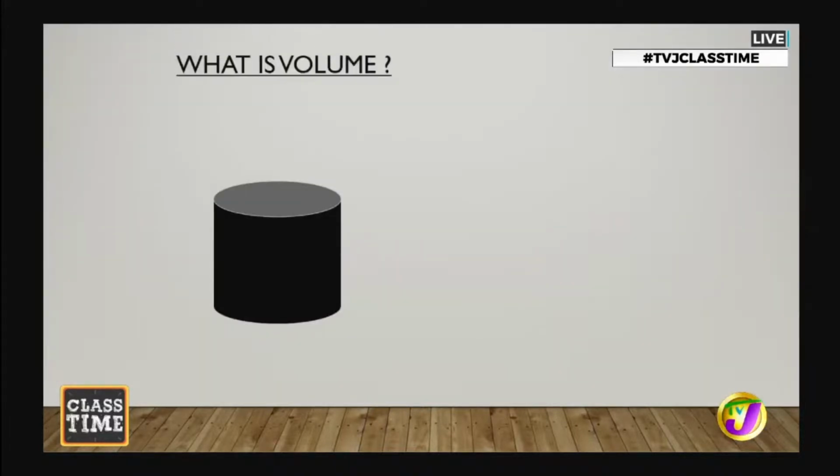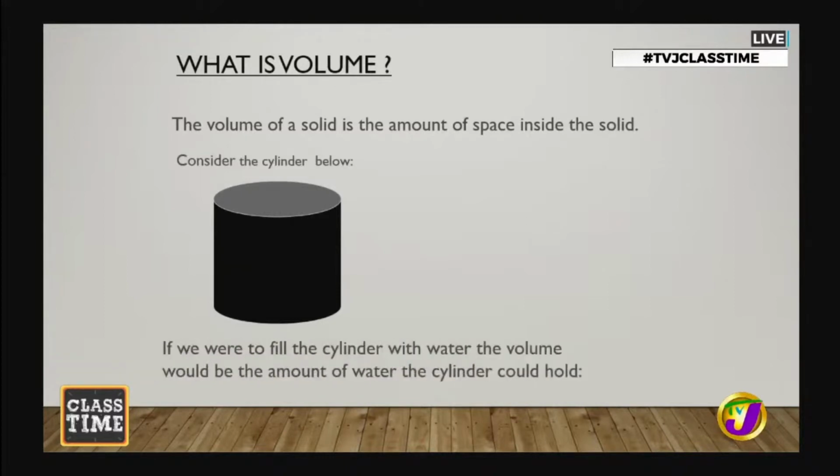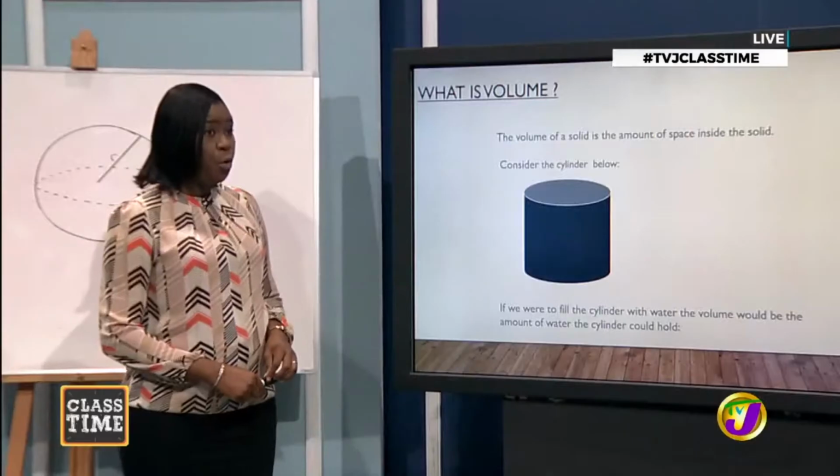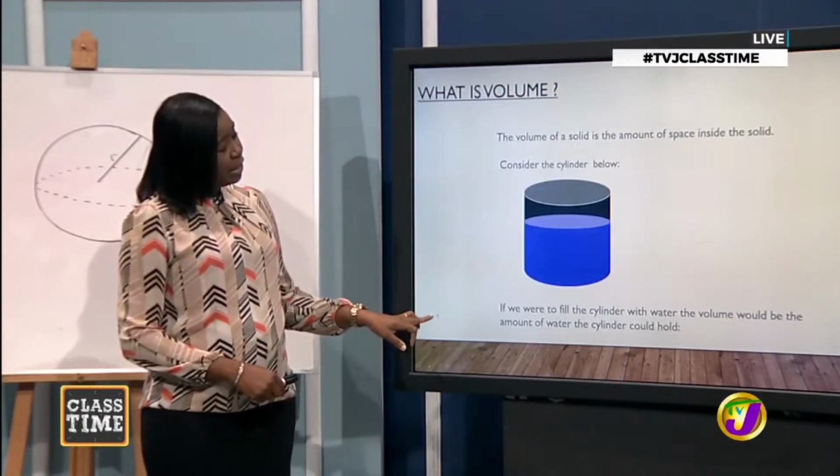So let's get into it. What is volume? The volume of a solid is the amount of space inside the solid. Let's consider this cylinder. Now, if we were to fill up the cylinder with water, the volume would be the amount of water the cylinder could hold, right? Yes, definitely. So here we're filling up the cylinder.